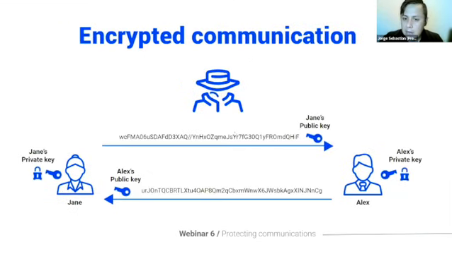So this is what the encrypted communication looks like. As you can see, the text is now unreadable. It's just a bunch of random characters. The hacker here is not happy. He cannot actually decipher what Jane and Alex are talking about.